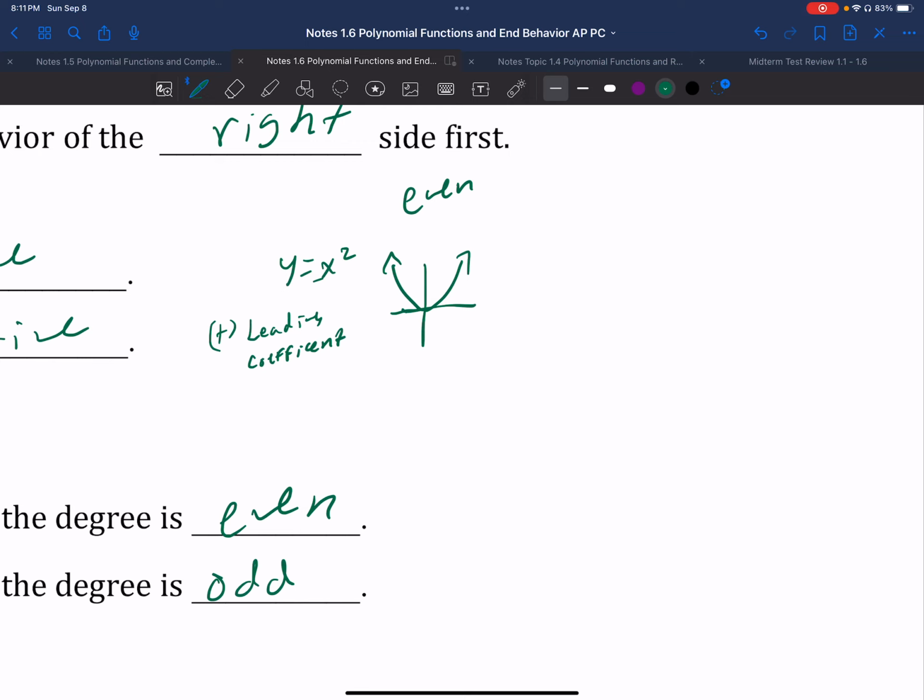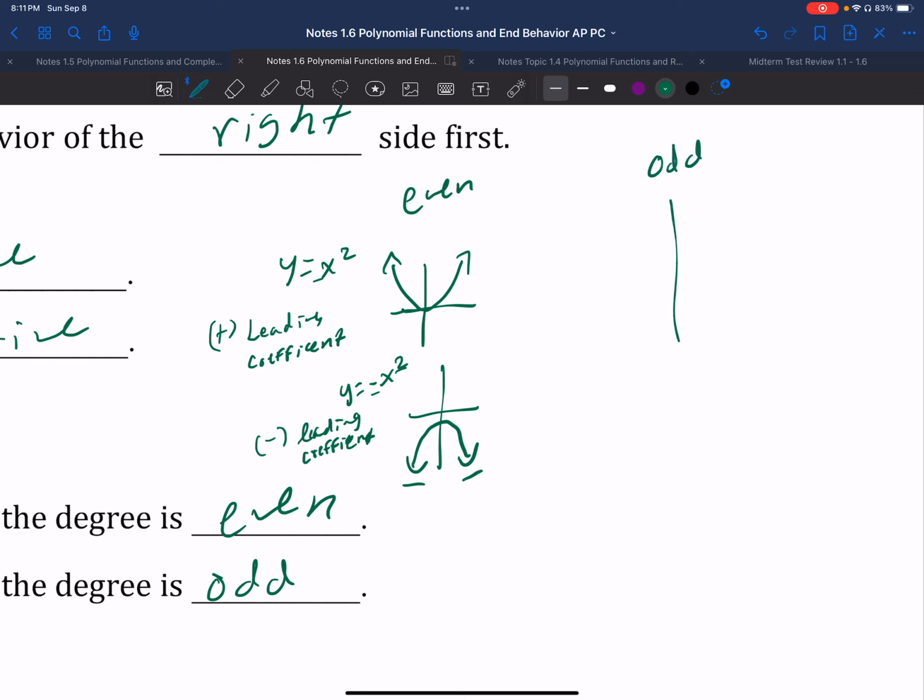If I look at y equals negative x squared, again, it's still an even degree function, but now my leading coefficient is negative. So on this one, it will look something like that. Both the limit as x approaches positive and negative infinity is going to be equal to negative infinity since both of my arrows are pointing down.